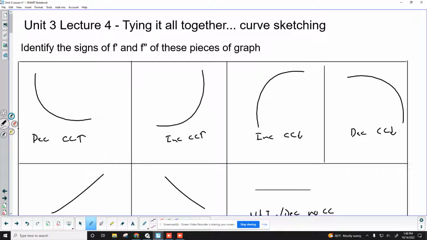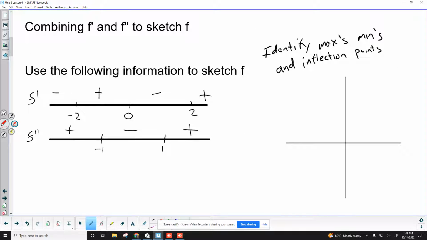Okay, great thing about this lesson is that it's really not new. We're really just going to combine lessons 2 and 3. Okay? We are going to take our first derivative sign analysis and our second derivative sign analysis and stack them on top of each other so that we know what the shape of f looks like, so that we can be better human graphing calculators.